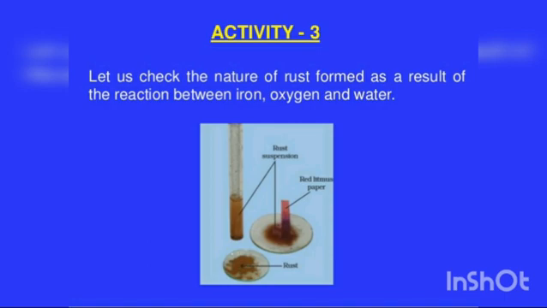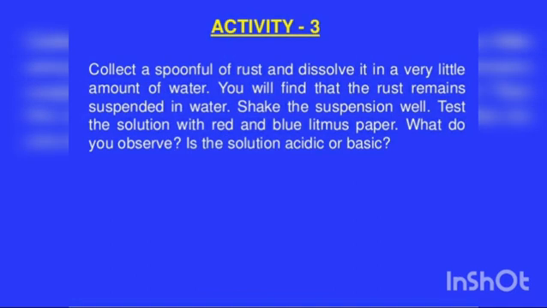Okay, children. So we shall do one activity. For this, we need some apparatus. Can you see the apparatus in the slide, children? There is one test tube and some glass plate, and some rust. And litmus paper. These are the things which we need for the activity. Okay, children, what is this?